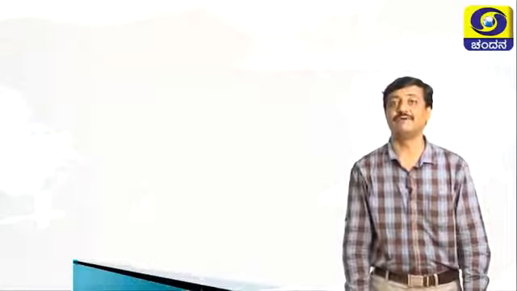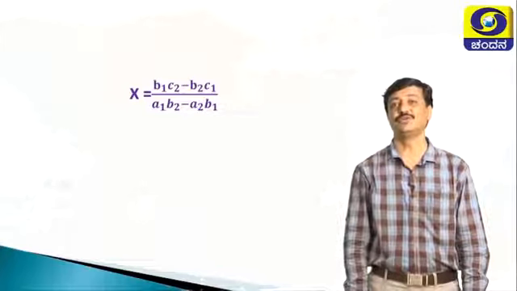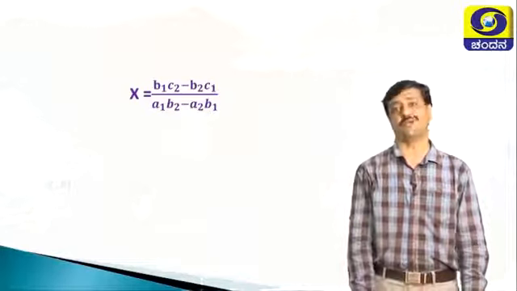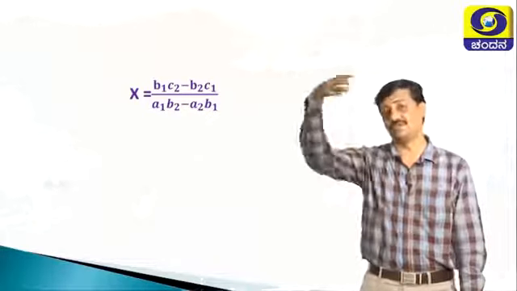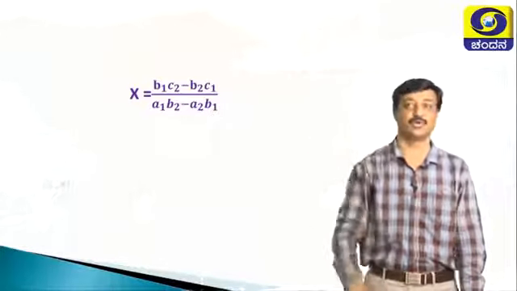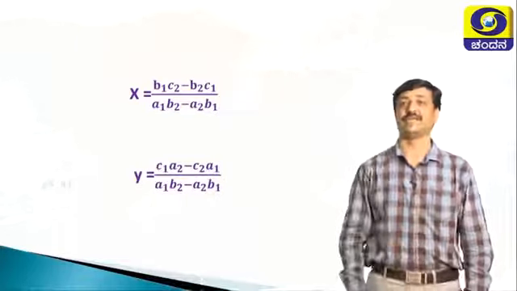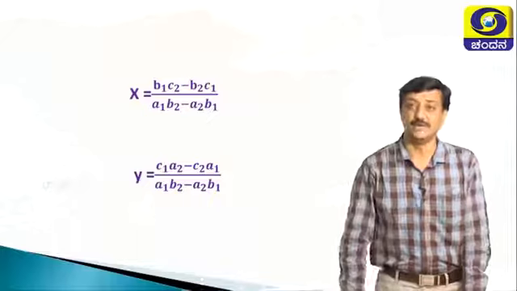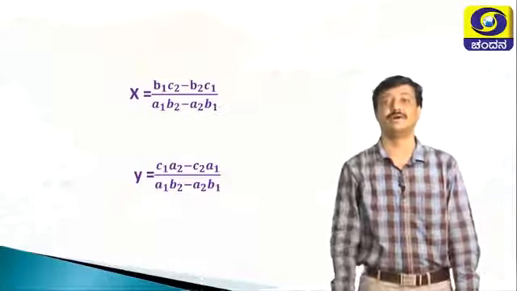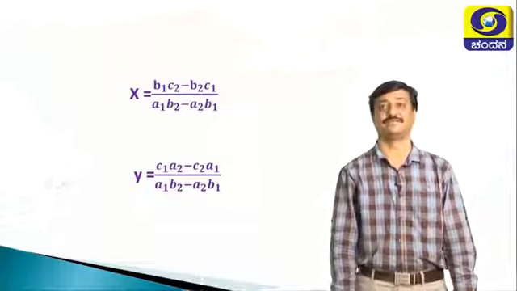Both x and y values are like this. X is equal to B1 C2 minus B2 C1 divided by A1 B2 minus A2 B1. By comparing first ratio with the third, you get this value x. By comparing second ratio with the third ratio, you can get the value y like this. Y is equal to C1 A2 minus C2 A1 divided by A1 B2 minus A2 B1. These two you have to consider as important formulae to calculate the values of x and y.